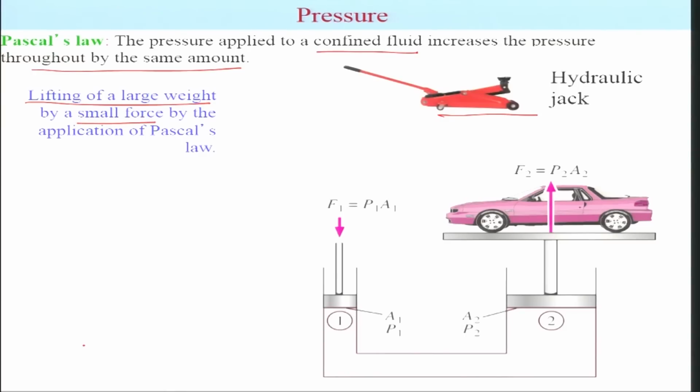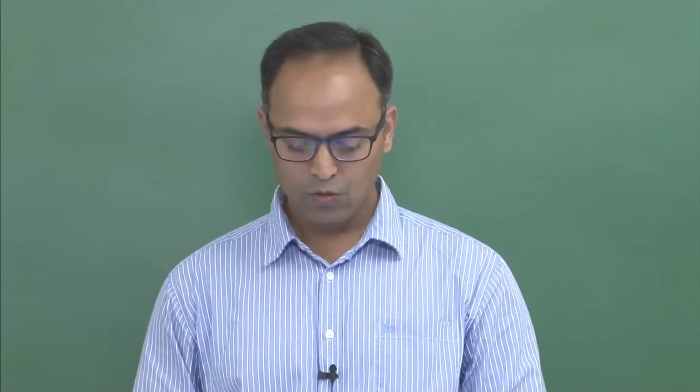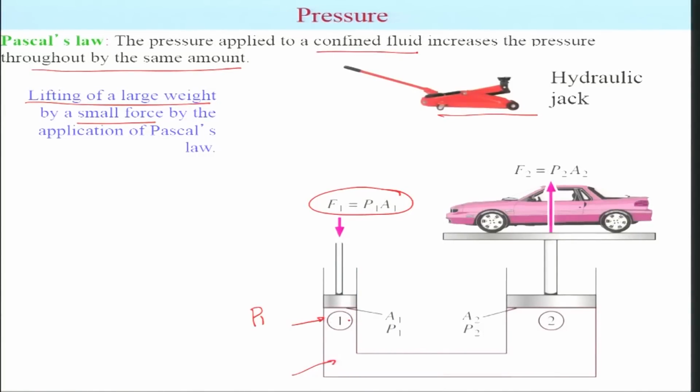So let's look at how it does this. You consider this jack in this schematic diagram. You have a single fluid here, which is represented by this color, and you apply a force F1 at this end. This leads to a certain pressure, let's say P1. Now once the system is equilibrated, we are assuming that it's a quasi-equilibrium state, the pressure P1 should be the same as pressure P2, because they are at the same horizontal level. So now what about the force F2?